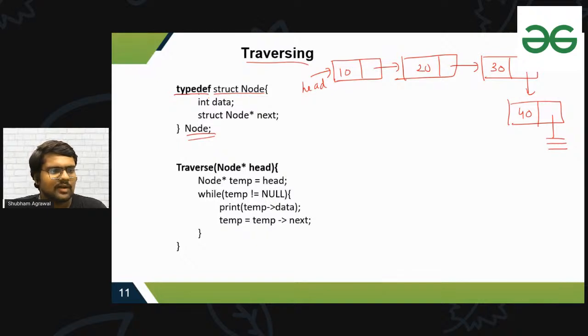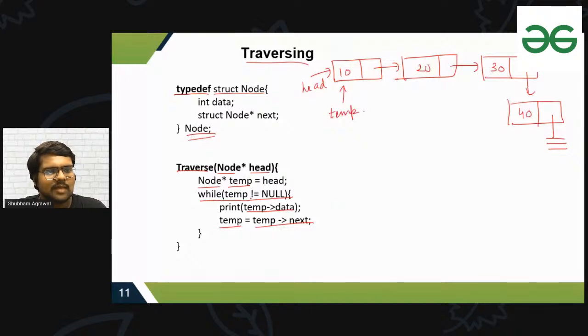If we want to traverse this list, we will pass it to our traverse function, and first it will declare a temp variable which is of node pointer type, and it will also point to this. First, we are assigning head to this temp variable. Now we have a while loop in which, until temp is not equal to null, we will print temp of data, and we will move to the next element.